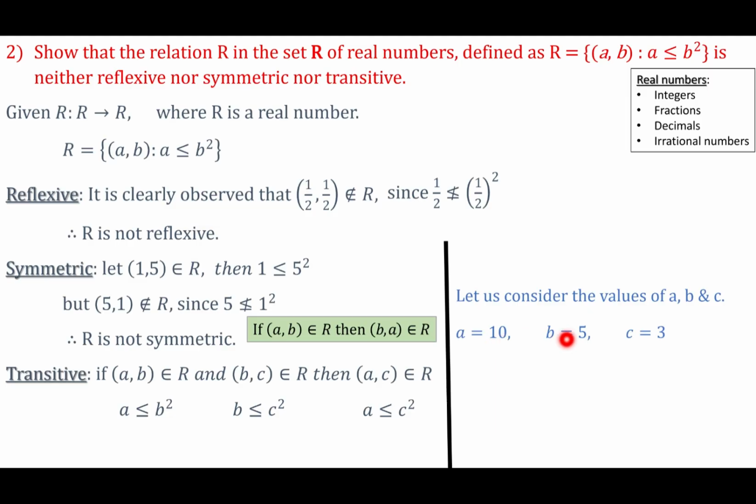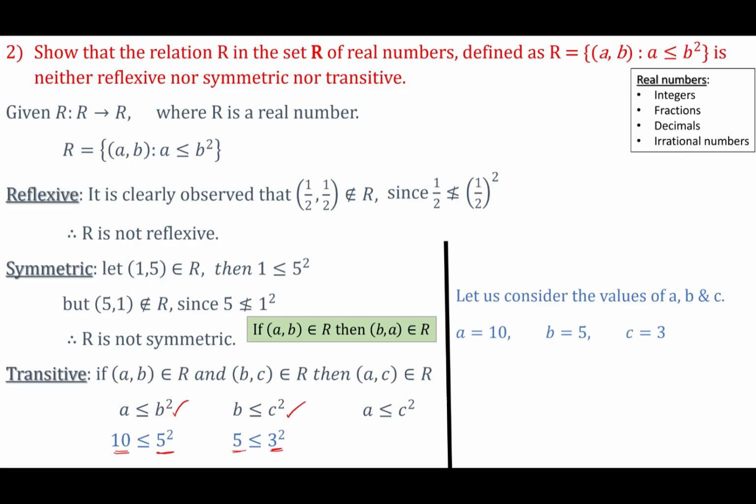If a is 10 and b is 5, this condition is satisfied. Check: 10 is less than or equal to 5 squared. 5 squared is nothing but 25. So 10 is less than 5 squared. Yes, this one is satisfied. And the second one, b and c. b is 5 and c is 3. So 5 is less than or equal to 3 squared. 3 squared is nothing but 9. Yes, 5 is less than or equal to 3 squared.